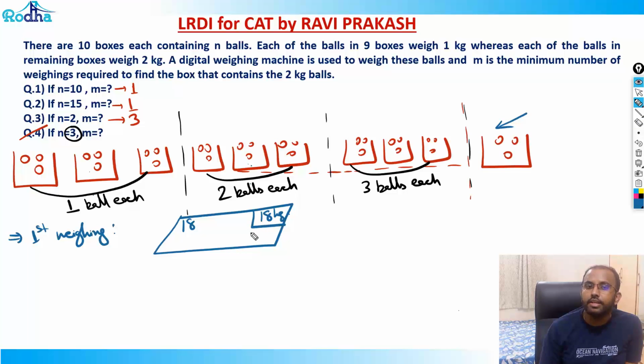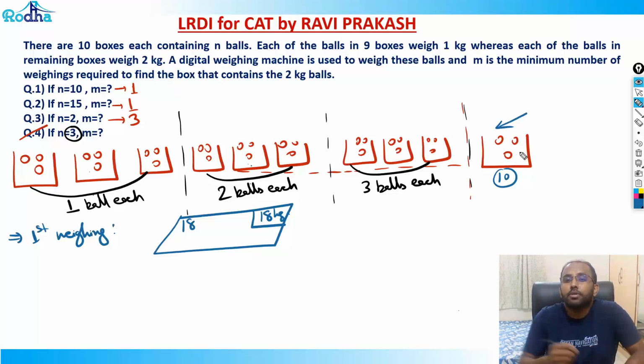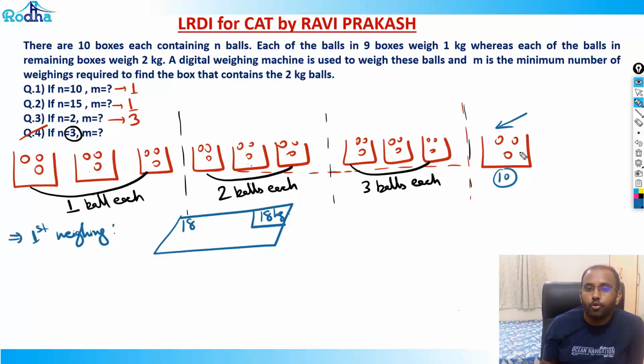If the reading is 18 kg, then I straight away know that the 10th box is the box which contains 2 kg balls. But that's a special case, that's your luck, and our answer won't depend on luck. I should take the worst case, so that I can perfectly answer this question. The best case is I get the reading as 18 and the 10th is the box having 2 kg balls, so only one weighing is the answer. But that is not always possible, because I have to give a definite answer for sure, after how many weighings I can identify that box. So my worst case is that the reading doesn't contain 18 kg.